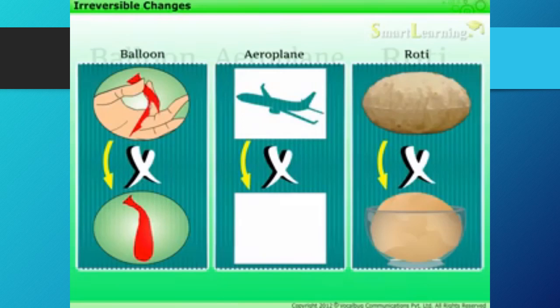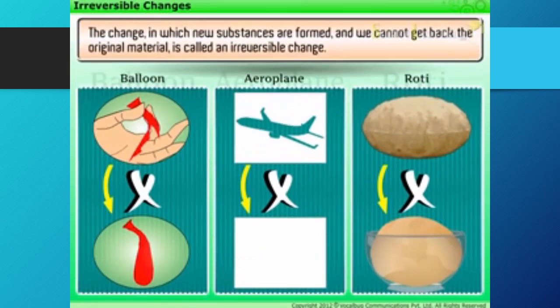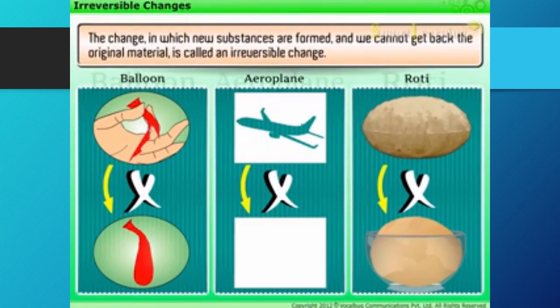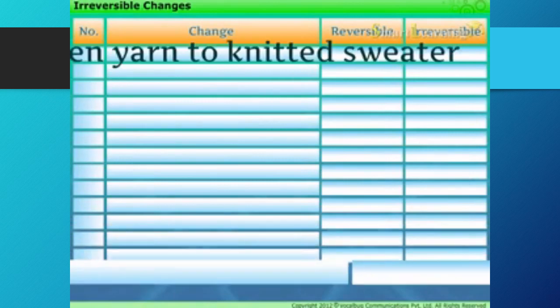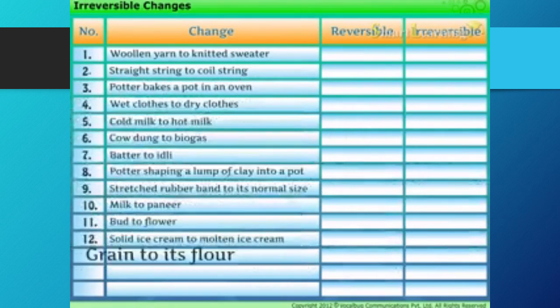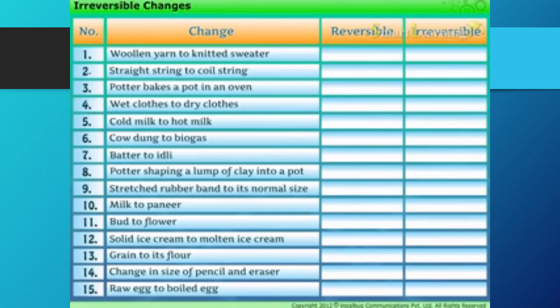From the changes that occurred in these activities, we can conclude that the change in which new substances are formed, and we cannot get back the original material, is called an irreversible change. Having performed so many activities, you will be fully conversant with reversible and irreversible changes. Now let us classify some of the common changes given in this table as reversible and irreversible.